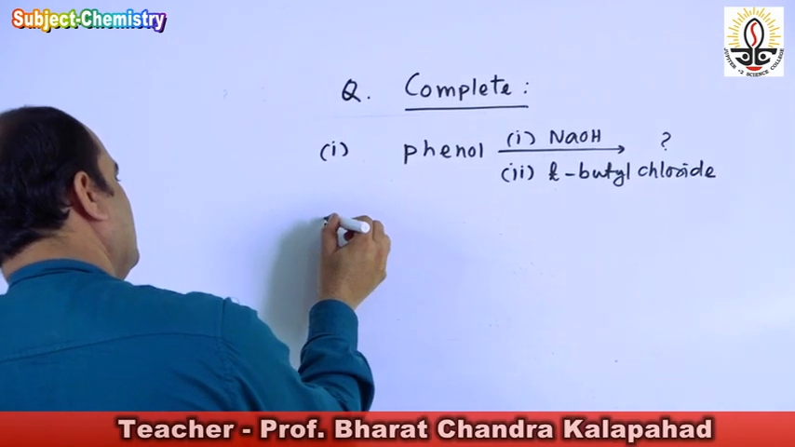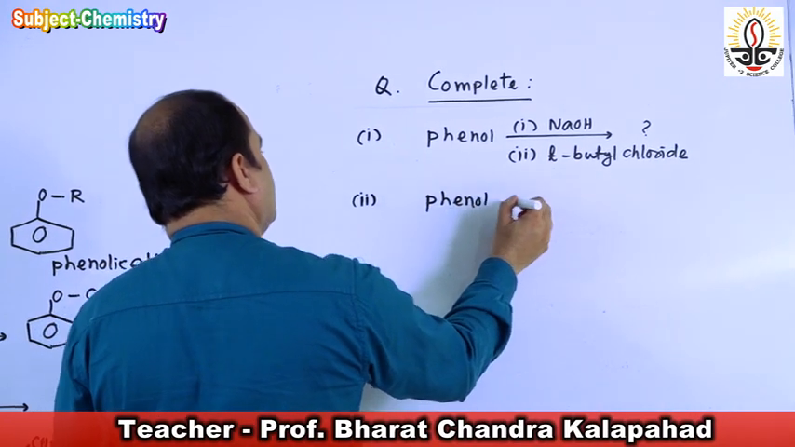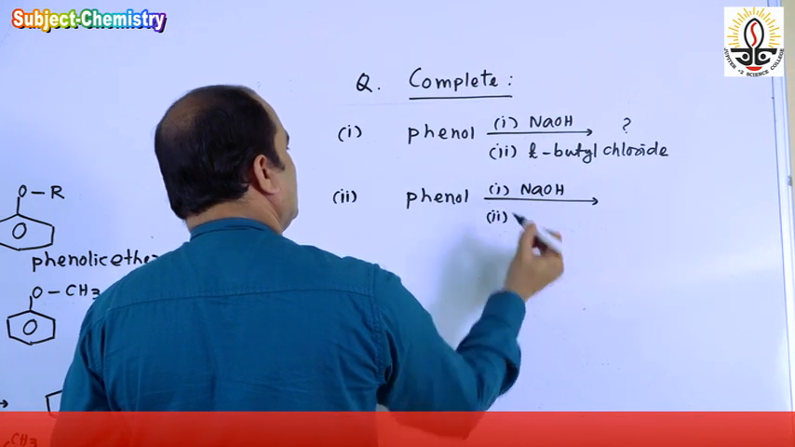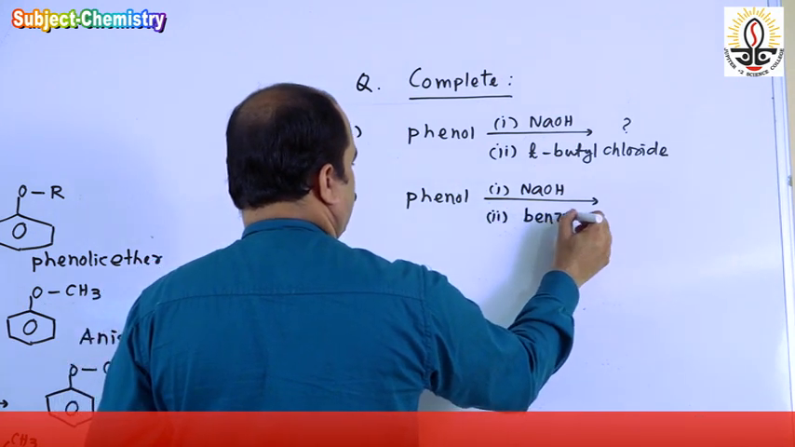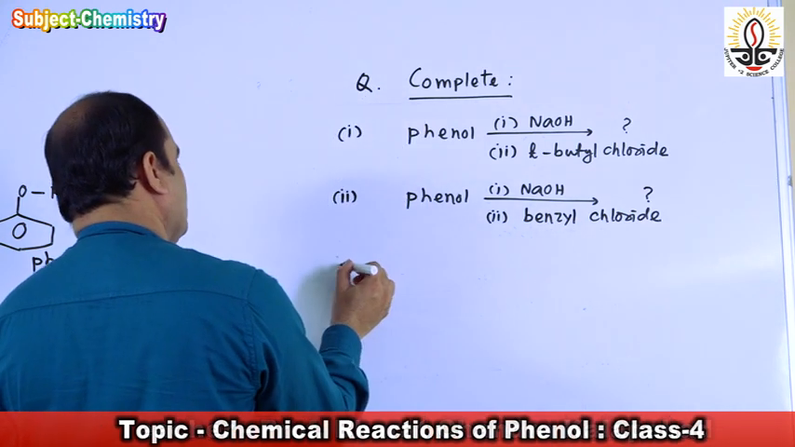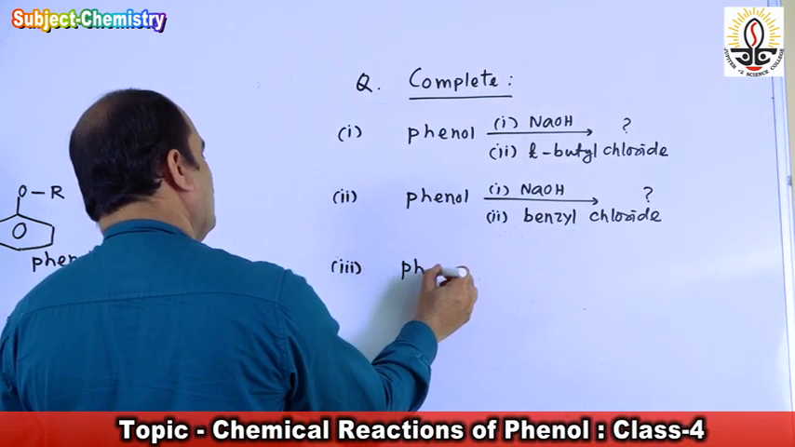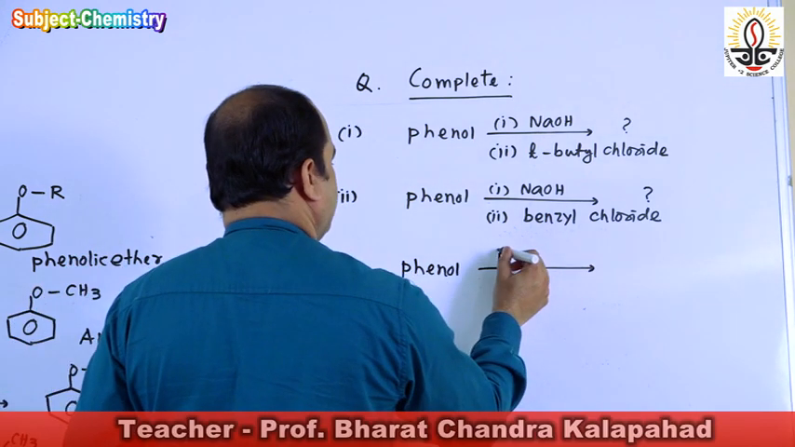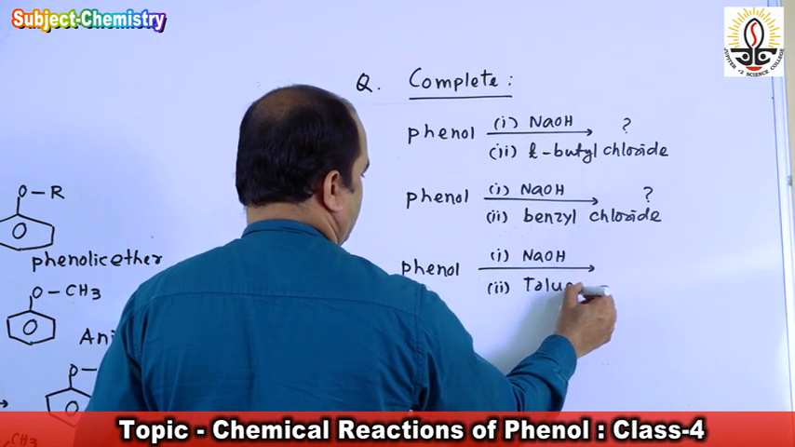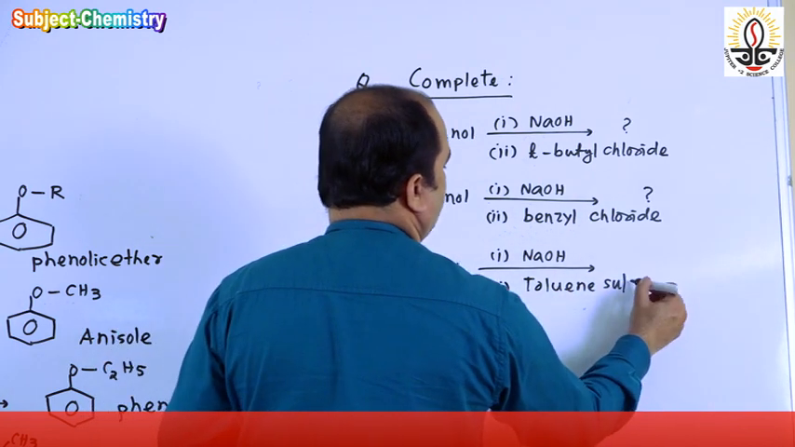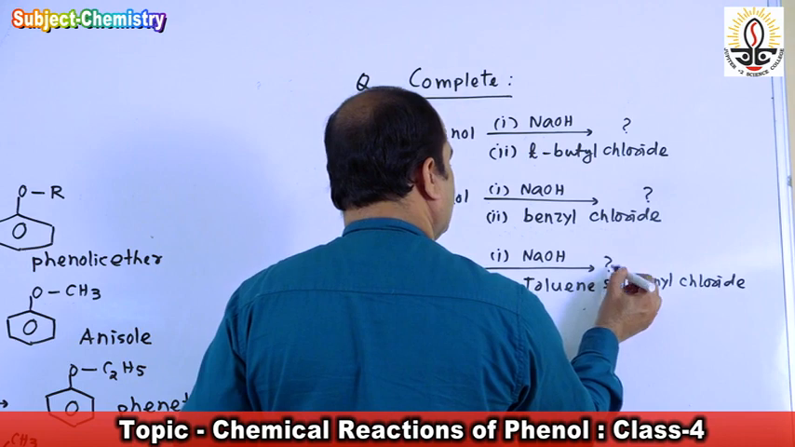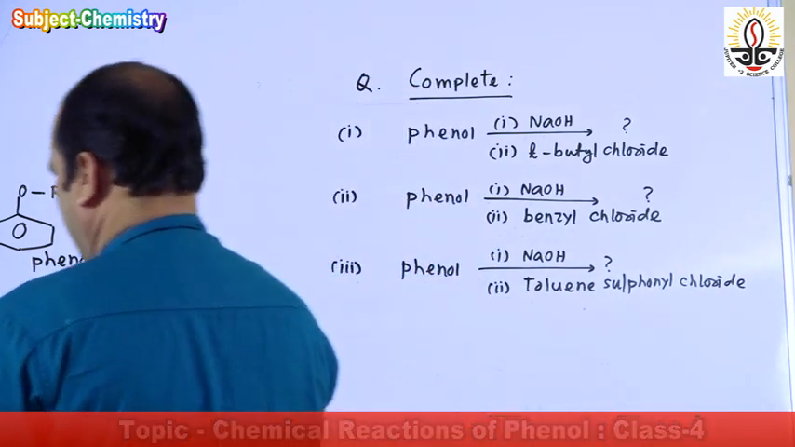Question number two: again phenol reacts with NaOH. The product formed reacts with benzyl chloride. Identify the products. The third question: phenol reacts with NaOH and the product formed reacts with p-toluene sulfonyl chloride. Identify the products. These three are the homeworks, and we will go to the next reaction.